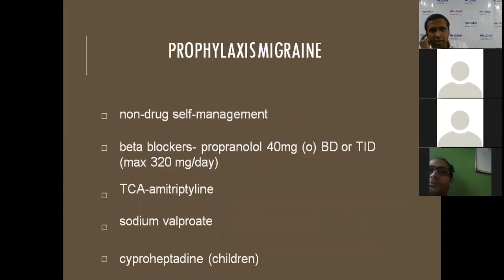So how do you give the prophylaxis? There are various drugs for prophylaxis. One commonly used drug is beta blockers. Propranolol works well. Tricyclic antidepressants like amitriptyline work well. Anti-epileptics like sodium valproate and topiramate work well. Again, when you're giving topiramate, you need to be careful about glaucoma, and you need to be careful about renal stones.